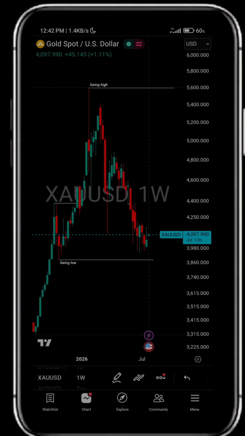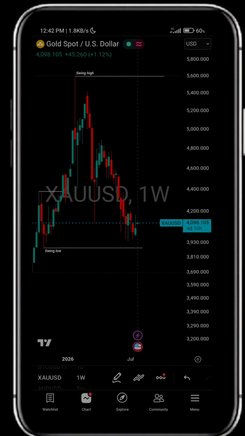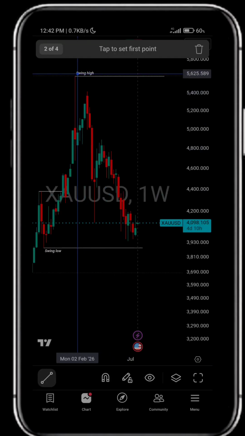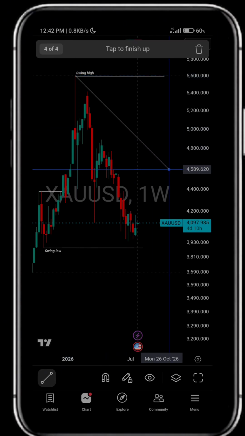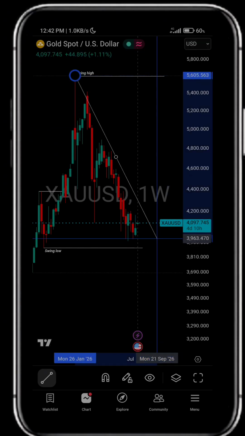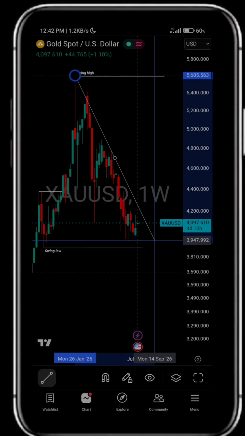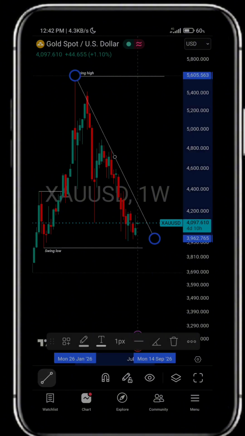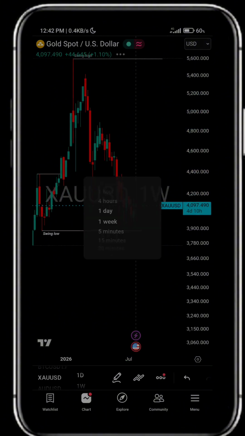Now we see that price was pushing down, but for a long run, price has been pushing up. Currently it has been pushing down. So this is the weekly time frame. Let's take that off, and now let's go to the daily time frame.